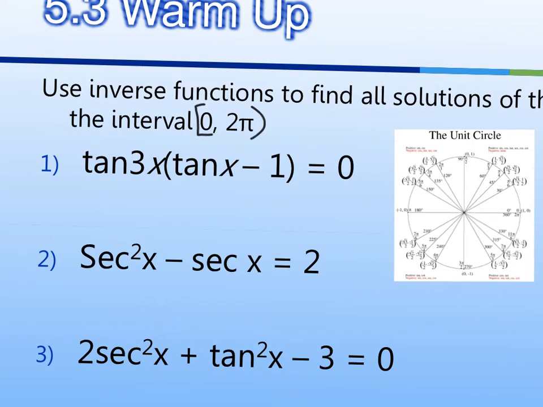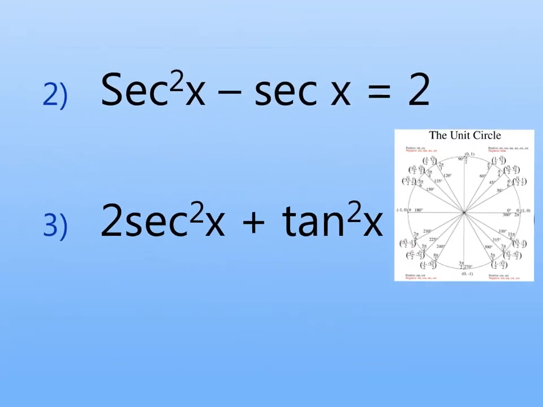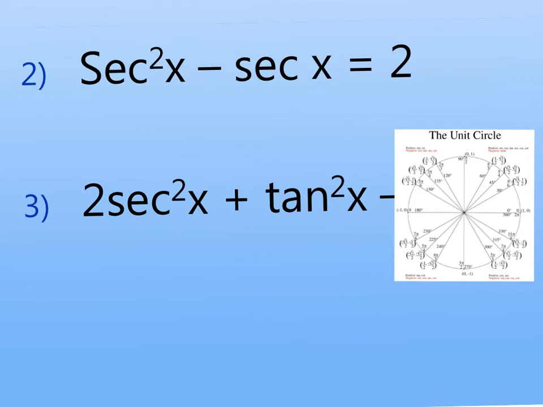So I'm looking for angles that are all the way around my unit circle for answers here, and I don't have to add on that 2n pi or the n pi for tangent. So I'm going to come back to number 1 when we go through the multiple angle equations, but let's start with 2. So 2 says secant squared x minus secant x equals 2.